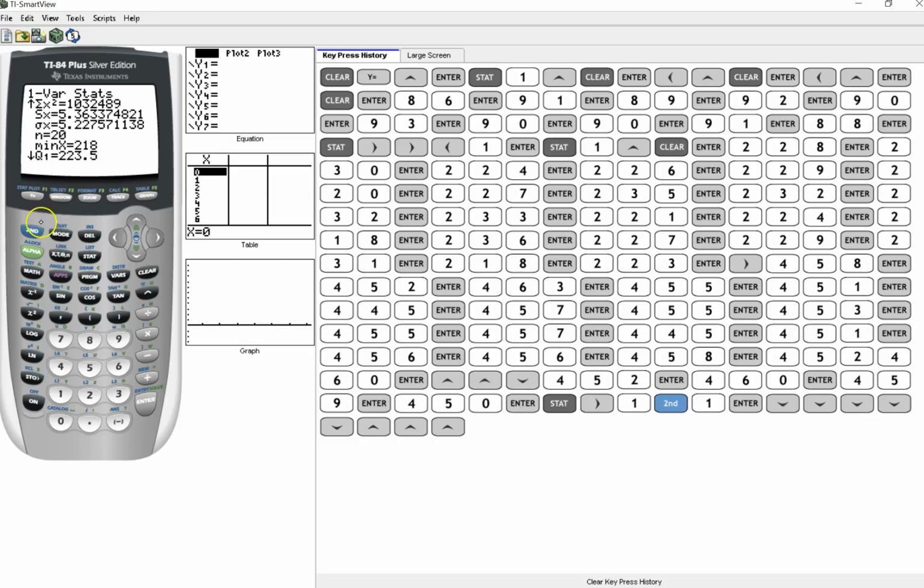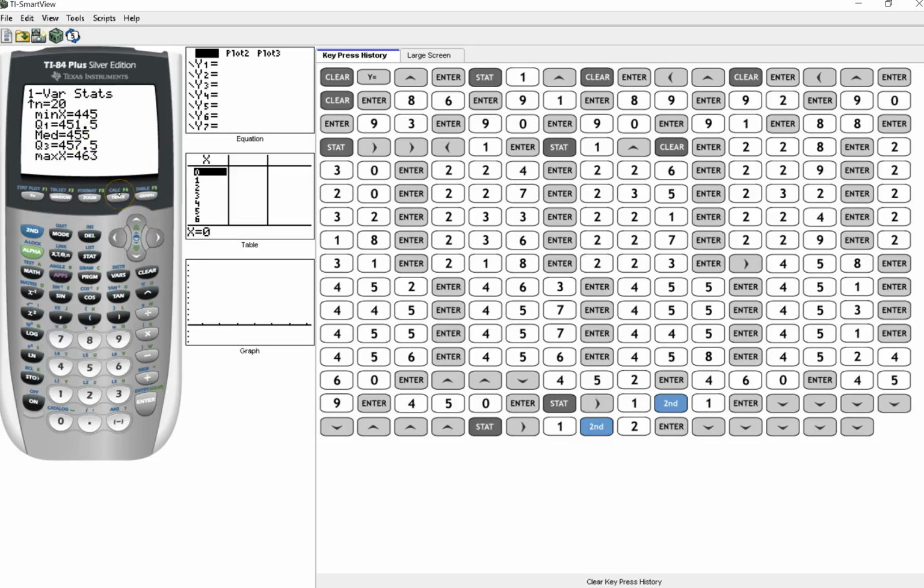So we're going to go stat calc, one variable statistics, but now we're going to do that on L2, enter. And here we've got our mean is 454.4. We've got our standard deviation, 4.49888, and so on. And we can get our minimum, 445, and our maximum down here is 463. Okay, so let's record that.